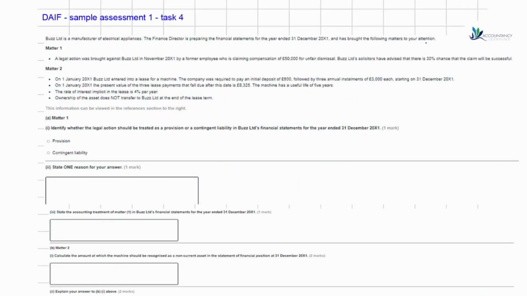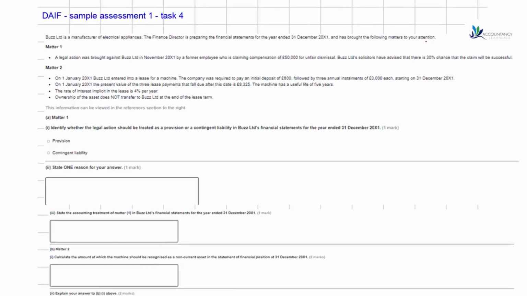This is a debrief of drafting and interpreting financial statements, AAT's Sample Assessment 1, Task 4. So Task 4 tends to look at some accounting standard issues. So let's have a look at the text that we've been given here. So Buzz Limited is a manufacturer of electrical appliances. The Finance Director is preparing the financial statements for the year ended 31st December 20X1.